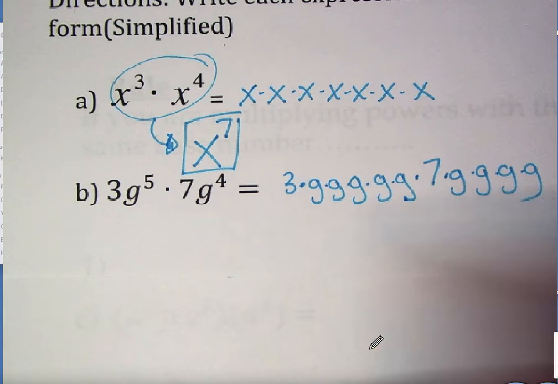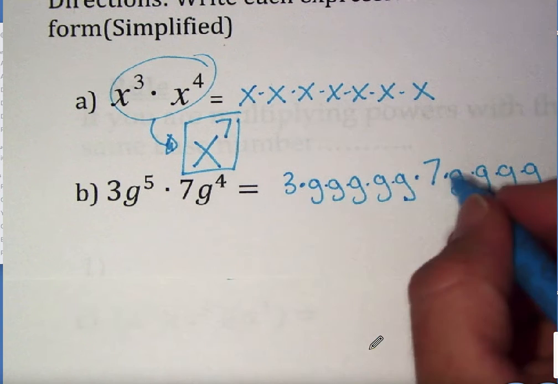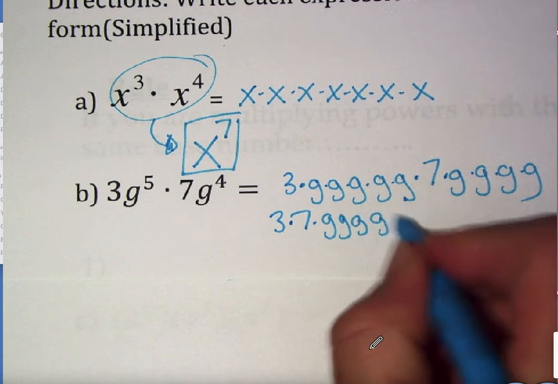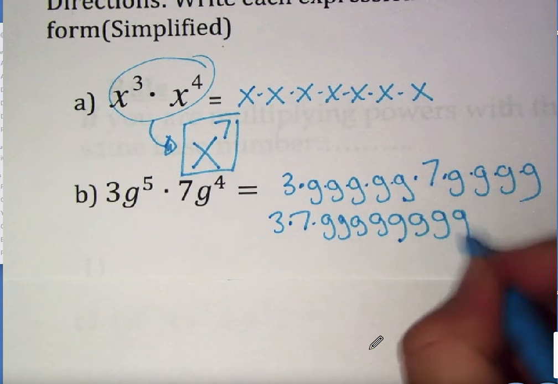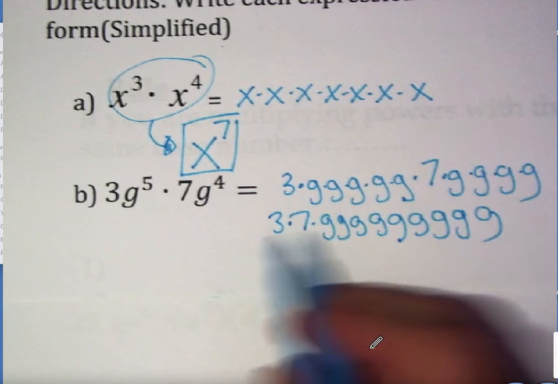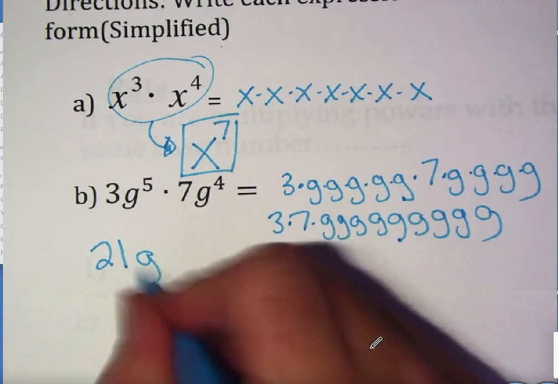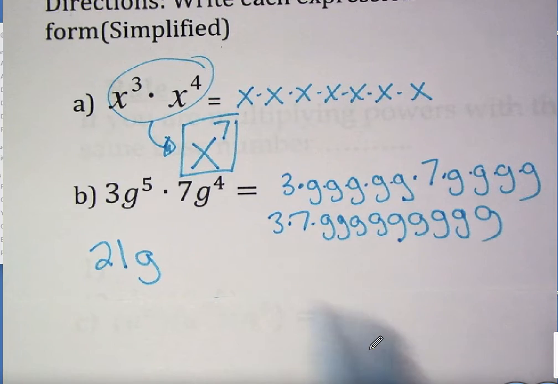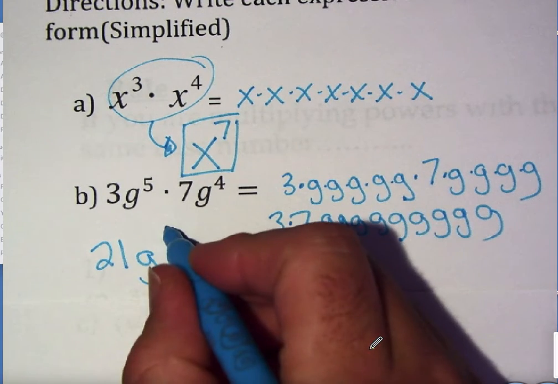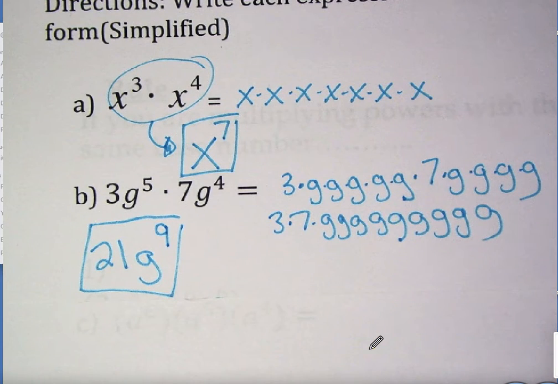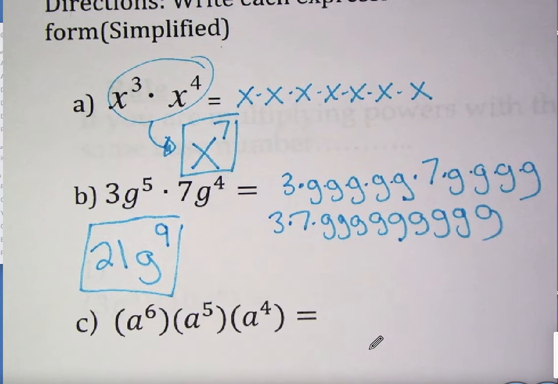Someone's like, yeah, it's all multiplication, so we can. Yeah, we could put the 3 next to the 7. And then all the g's next to each other, right? And then we could do 3 times 7, which is 21. And instead of writing all those g's, what might we write now? We have all these g's multiplied together, so that would be g to the 9th. And there we go. There's our standard form of that monomial, right? Okay.